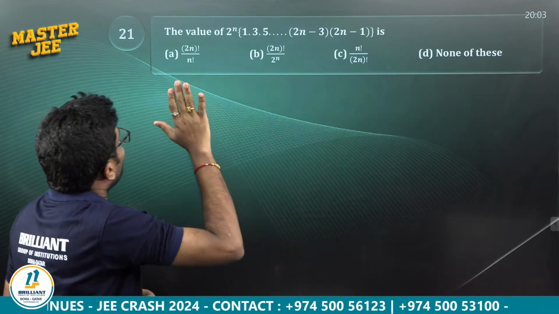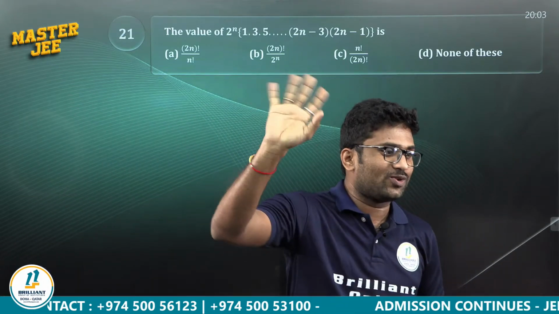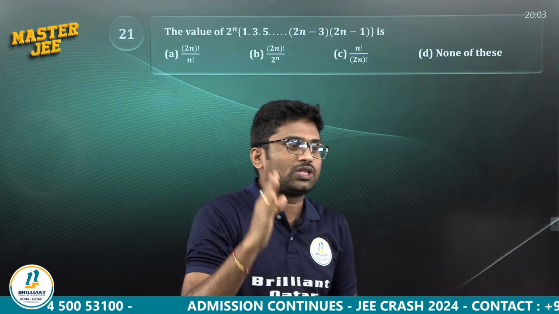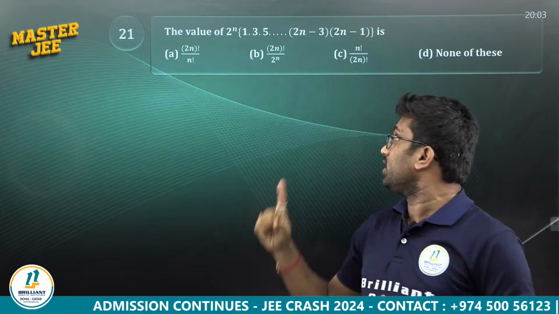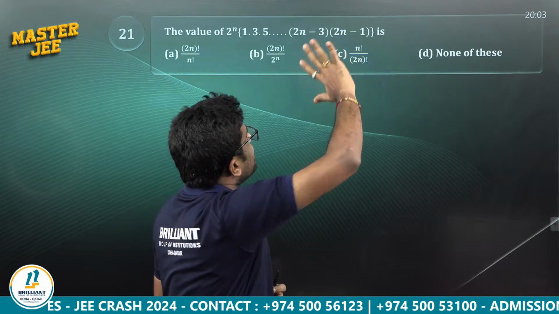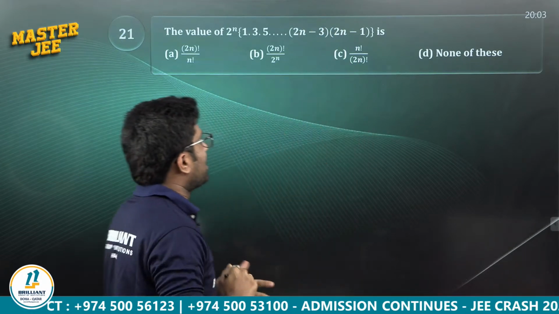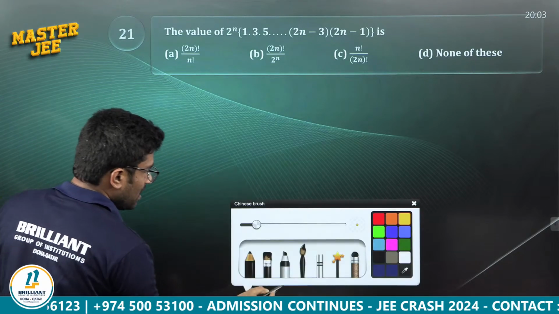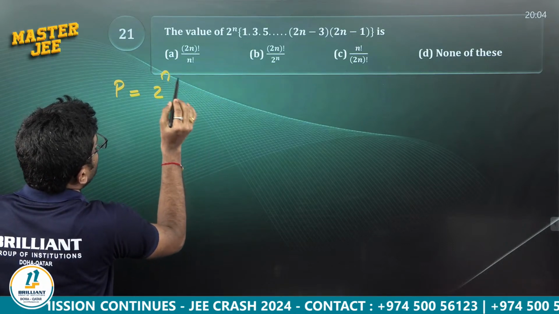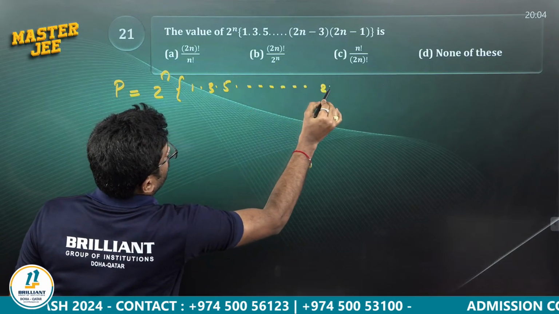Starting with the value of 2 power n times 1 into 3 into 5 into and so on into 2n minus 1. So these are the first n odd natural numbers, multiplied by 2 raised to n. Let me take this particular expression as P, equals 2 power n times 1 into 3 into 5 into and so on till 2n minus 1.